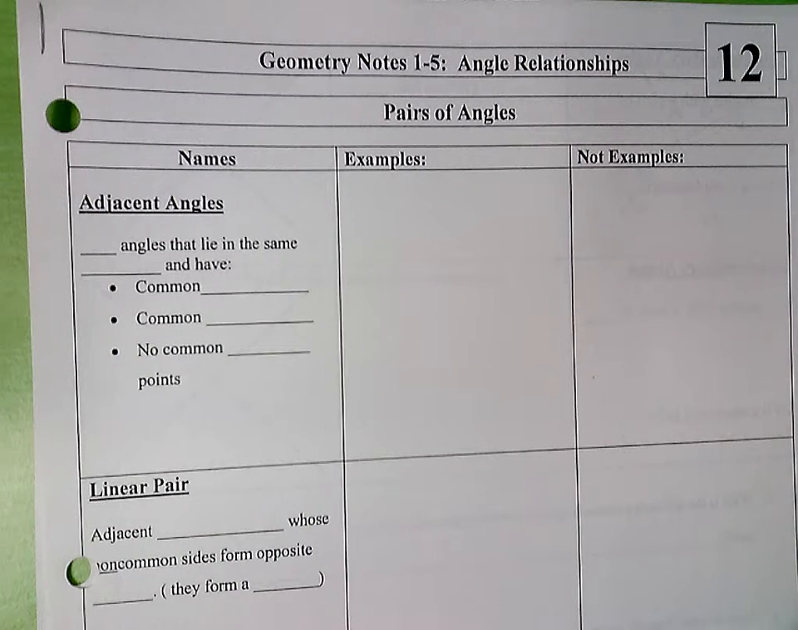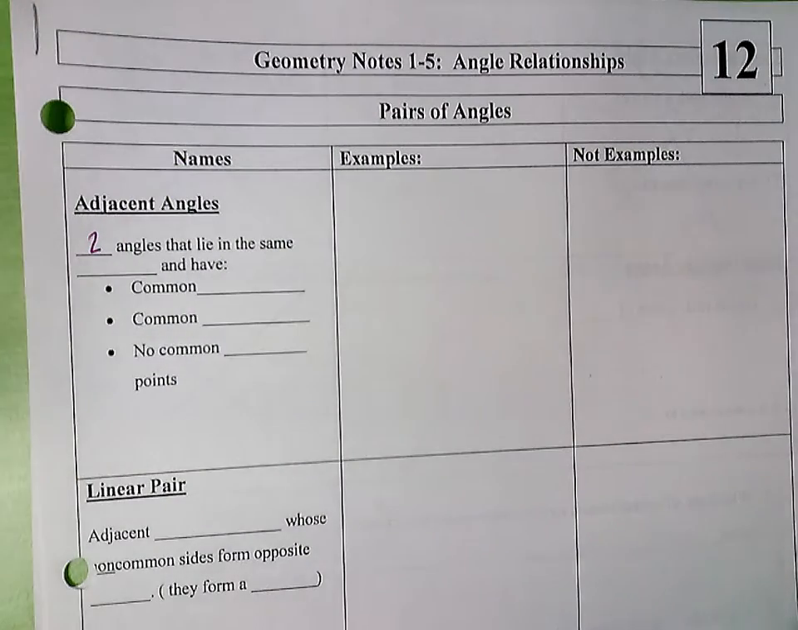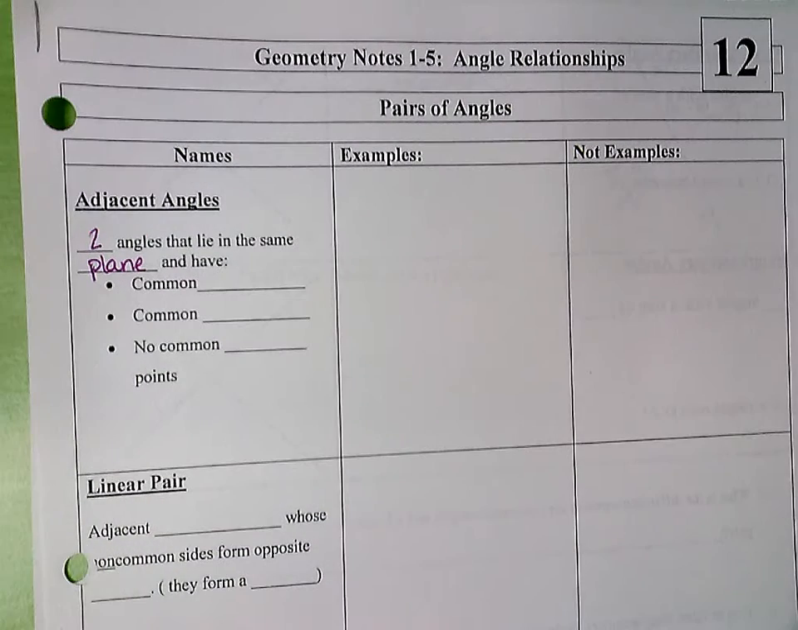Okay. So today we're going to go over angle relationships, so different types of pairs of angles. The first one I have in this nice big chart here is adjacent angles. These are two angles that lie in the same plane. So we're still working with those planes.